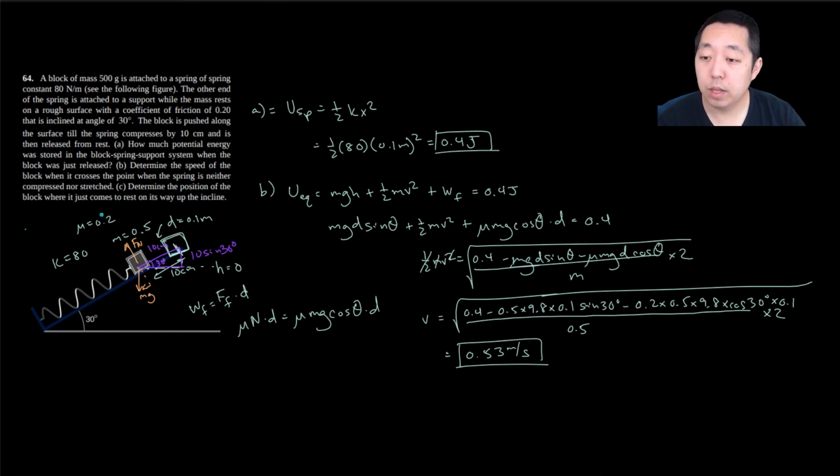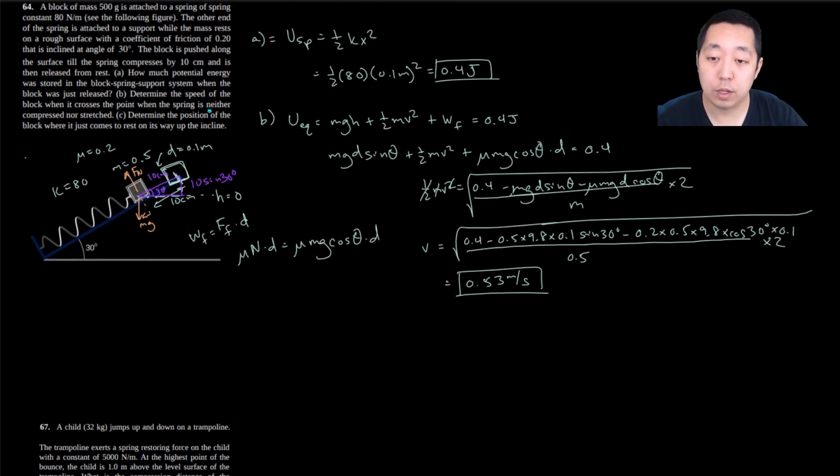Determine the position of the block where it comes just to rest on the way up the incline. So now it's a little bit different. I want to know in my setup of the equation, what is the maximum distance? So I want this part to be 0. But here I don't know what d is, right? So I'm going to make this 0, and I'm going to figure out what the d is. The d is not 10 in this case.